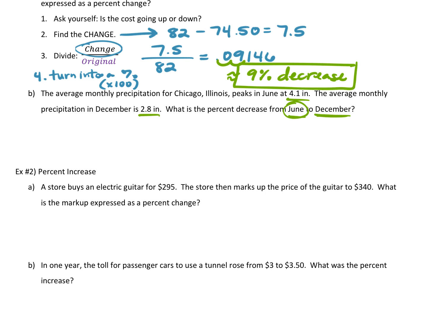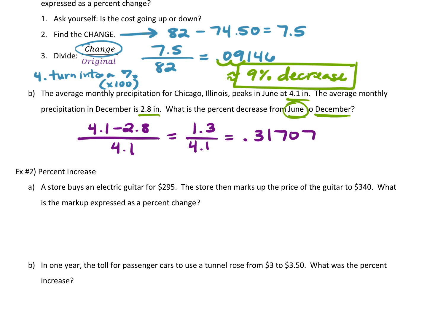So what is your amount of change? 1.3. Right, you go 4.1 minus 2.8, and then we're going to divide that by which of those numbers? The 4.1. So 4.1 minus 2.8 is 1.3 divided by 4.1, and that you can just plug into your calculator. You should get 0.31707. So if I treat that like a percent, to the nearest percent, what would that be?